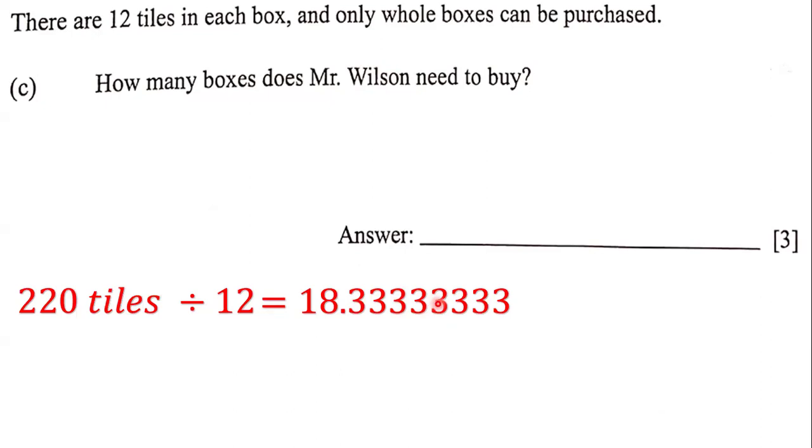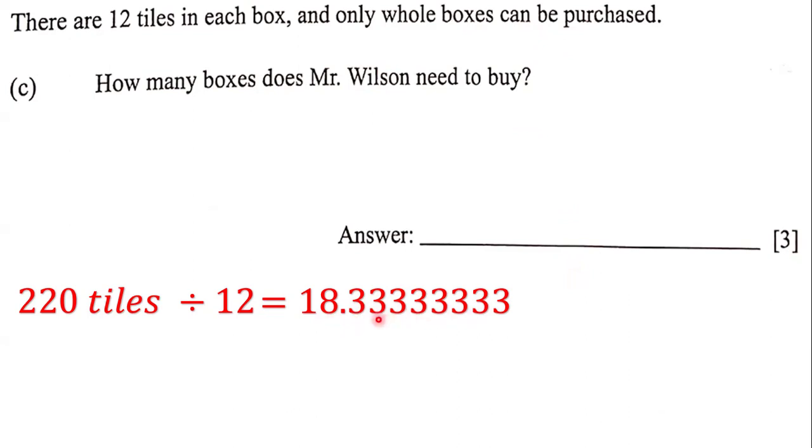They want us to answer how many boxes he needs. Remember, only whole boxes can be purchased. So our answer has to be a whole number. So if we say 18.333, this is not the correct answer because it has to be a whole number, and this is a decimal. So, okay, let's try 18.